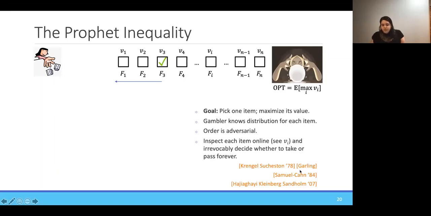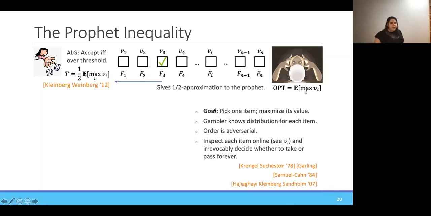This was originally introduced by Krengel, Sucheston, and Garling. And then the first approximation was known by Samuel-Cahn. It was brought to mechanism design by Hajiaghayi et al. And so what we know is that we have a threshold algorithm where you can accept an item exactly if it's over a threshold, where this threshold is just 1/2 the expected max, which you can compute because you know all the distributions. And this is given by Kleinberg-Weinberg.